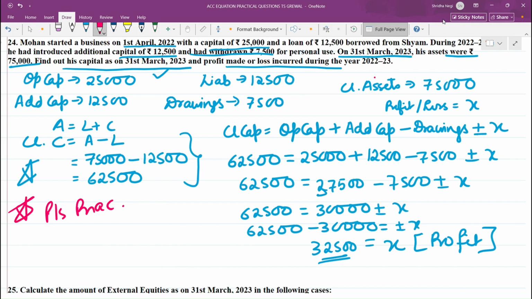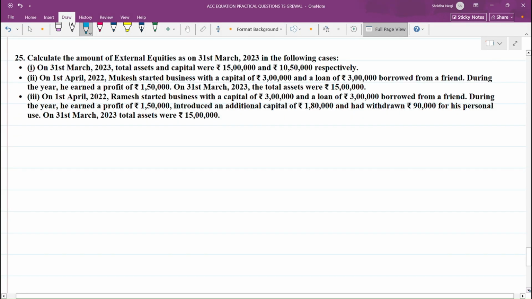Okay, this question. The 25th question. Calculate the amount of external equities. What is external equities? External equities means your liabilities. Liabilities are also called external equities. Internal equity means capital. So be careful. क्या दिया है, पूछा है. As on 31st March, so closing liabilities. यहाँ पे as on 31st part. As on 31st March, total assets and capital were 15 lakh and 10 lakh 50,000 respectively. So very easily you can calculate the closing liability.